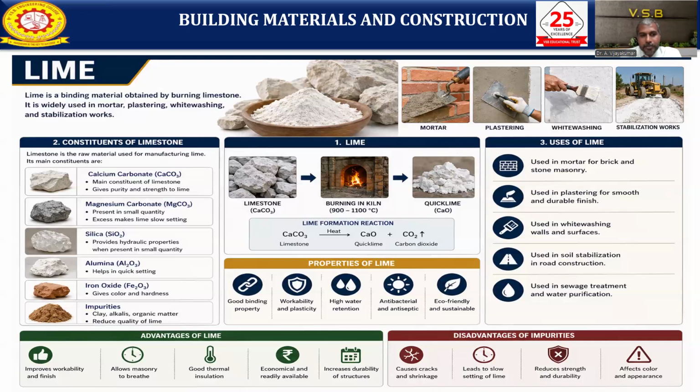The next main ingredient is silica. It gives hydraulic properties to the lime. Even when present in a small amount, silica gives more hydraulic properties to the lime. Then alumina makes the lime set very quickly, so only a small quantity is required for the setting of lime. After that, for color formation, another ingredient is iron oxide.